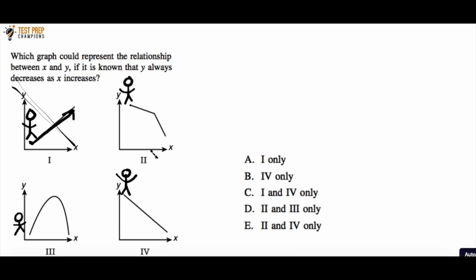So let's look now at 2. If the stick person starts over here at the leftmost part of the line and just follows the direction of the line, we would see that that person would be going down a hill the entire time. So 2 is going to be at least one of the answers.